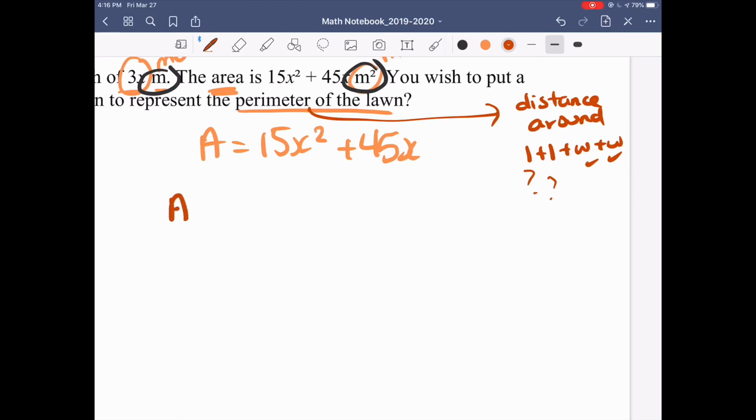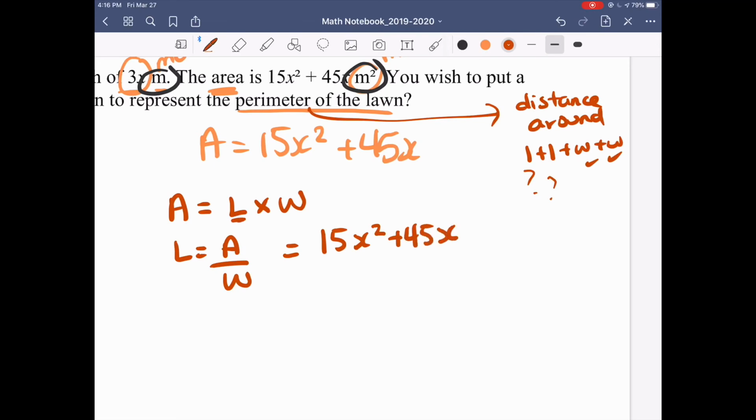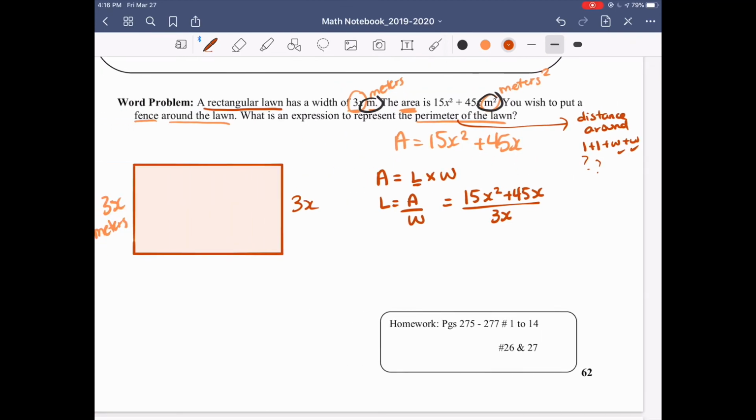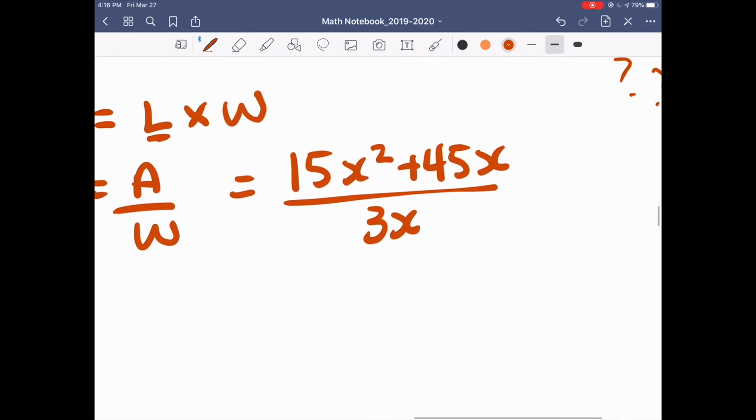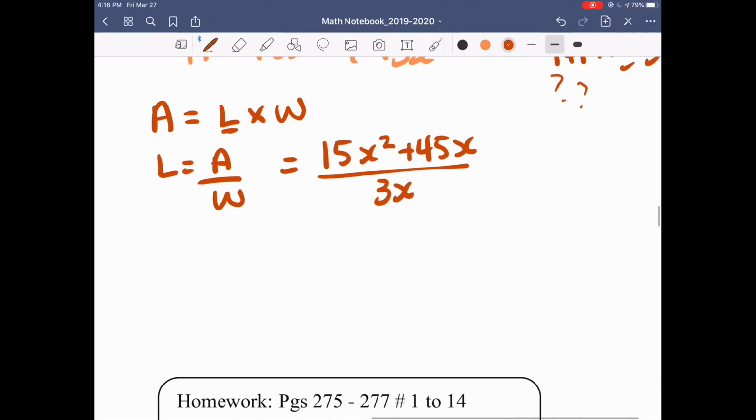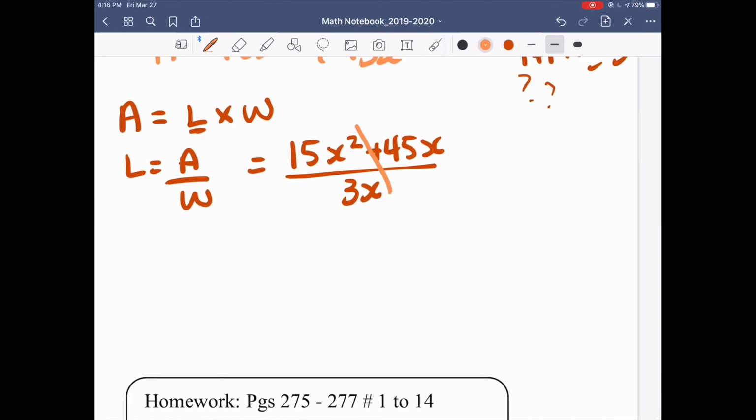Now, we know that area is equal to length times width. Can we solve for length? Yeah, length would be equal to the area divided by the width. So we're going to plug that in. Our area is 15x squared plus 45x, and our width was 3x. So we can now solve using our method the length of the field. So we're going to do this first. 15x squared divided by 3x.